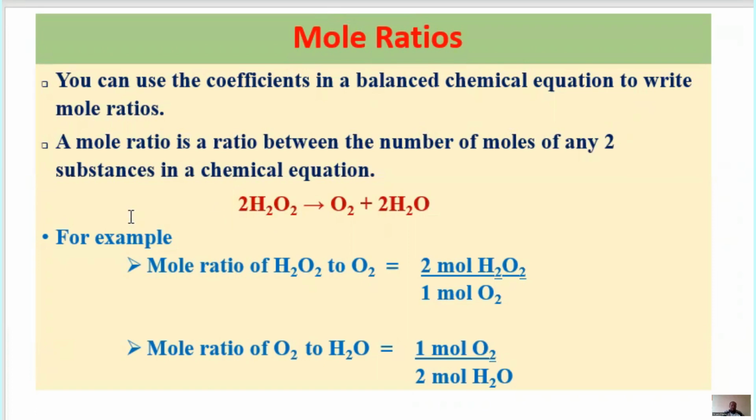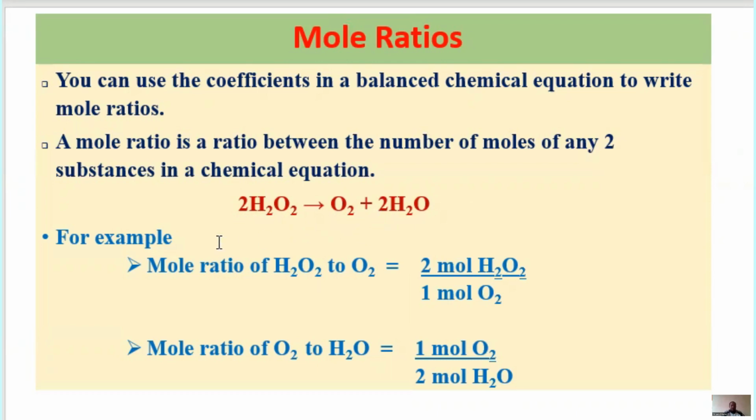What does mole ratio mean? It is a ratio between the number of moles of any two substances in a chemical equation. For example, hydrogen peroxide decomposes to give oxygen and water. When we balance this chemical equation, 2 moles of hydrogen peroxide react to produce 1 mole of oxygen and 2H2O. The numbers 2, 1, and 2 are what? Coefficients of the reactants and products.